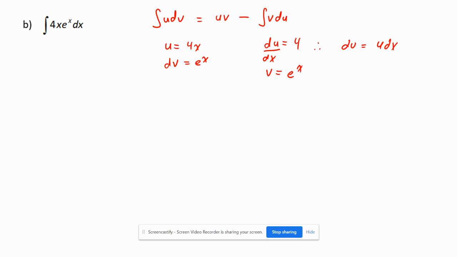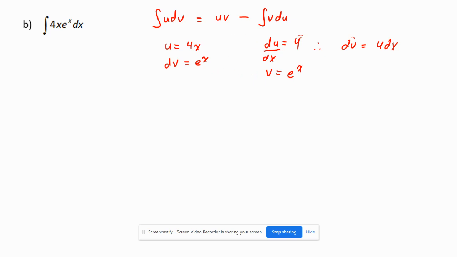Here's a thing that you need to know, how to choose this. You want to choose the u so that du gets simpler than what you had before. Now 4 is simpler than 4x was, okay? If my dv is e to the x, well, v is e to the x, so this didn't change. It stays at a similar level of complexity over here, but this got simpler.